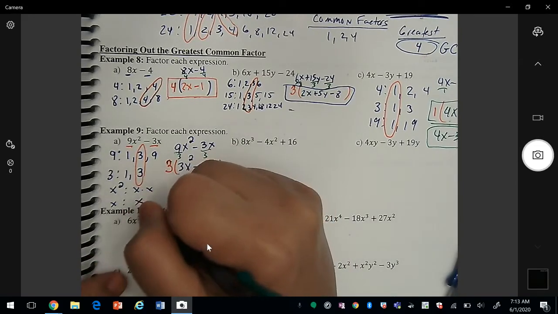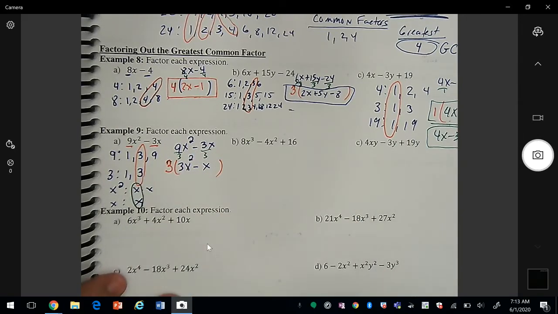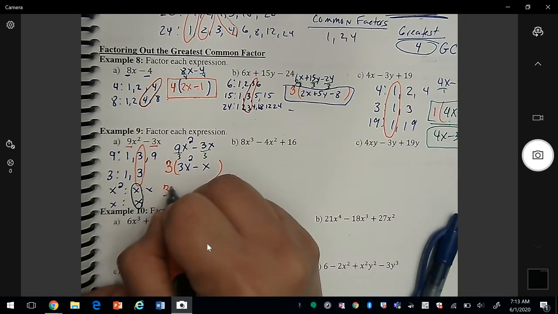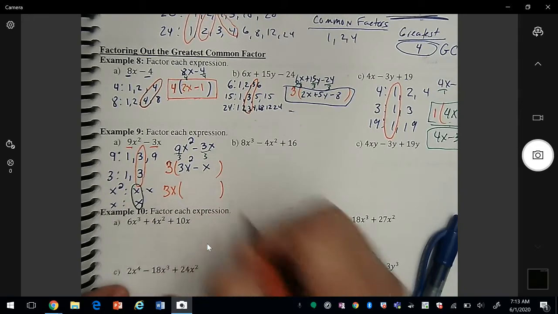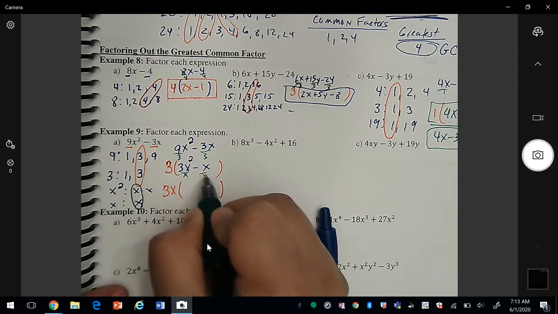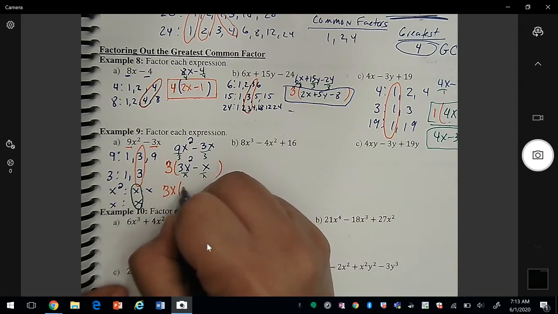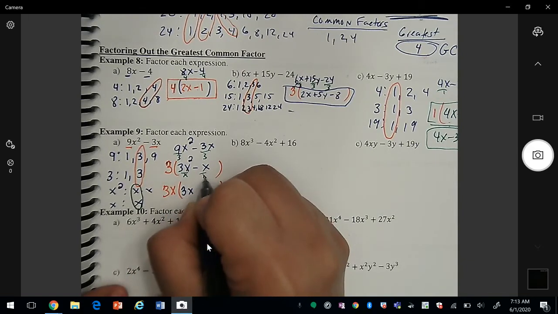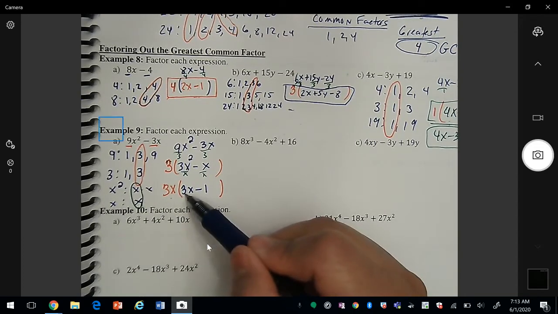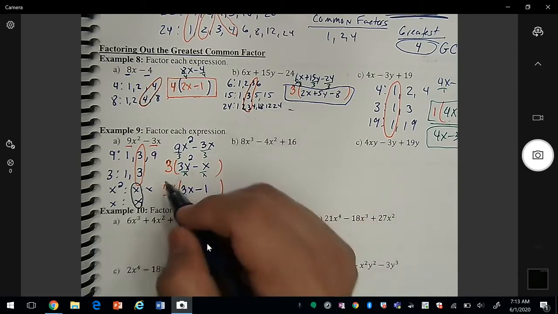So your greatest common factor for these variables, notice I can only circle 1. So what's going to happen is not only do we have the 3 outside, now we're going to have 1x outside. And so if I divide this by 1x, then I'm going to end up with x squared divided by x is going to be 1x, and x divided by x is 1. So if we check our work, we get 3x times 3x is 9x squared. 3x times negative 1 is negative 3x.